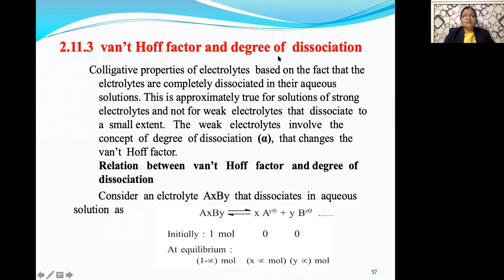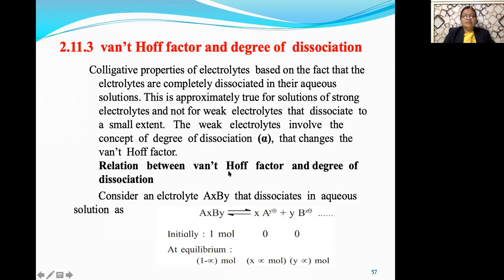Now, what is degree of dissociation? In 11th standard, you are familiar with this term in chemical equilibrium and ionic equilibrium. The degree of dissociation means the fraction of the total number of moles of the substance or electrolyte that dissociates into the ions in the solution at equilibrium. That is known as degree of dissociation, denoted by alpha.